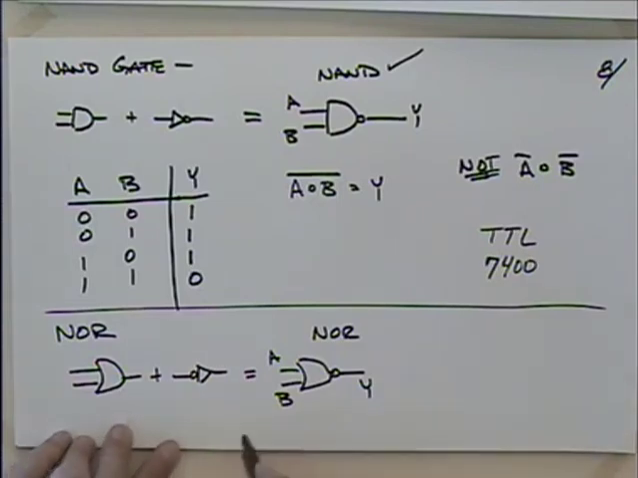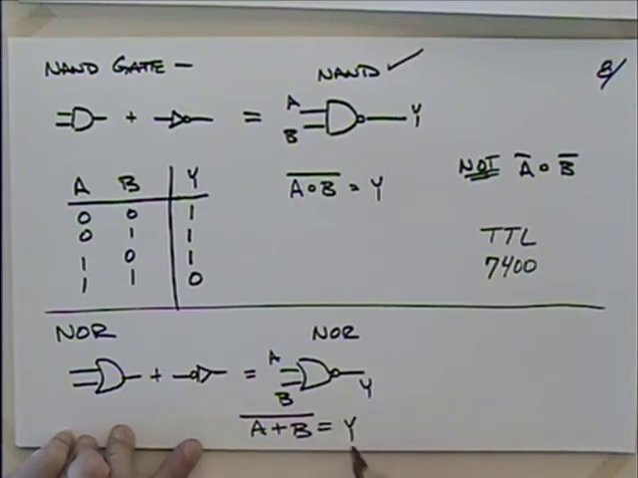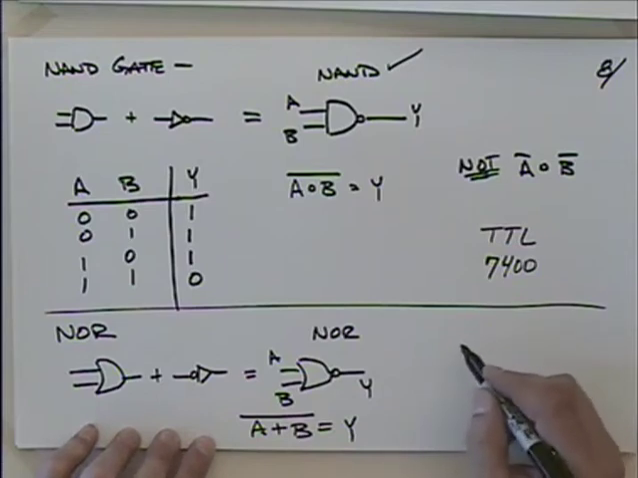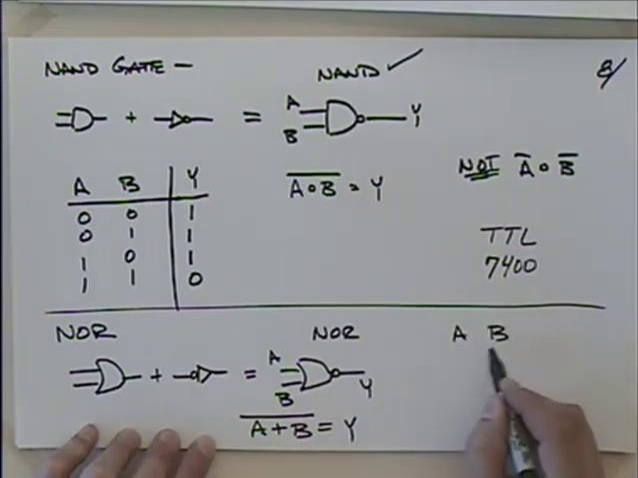If I want a Boolean expression for this, I would have A or B, and then I invert that is equal to my output, and that again would not be the same as inverting them individually and doing the OR. What do you get when you have a truth table on this thing?